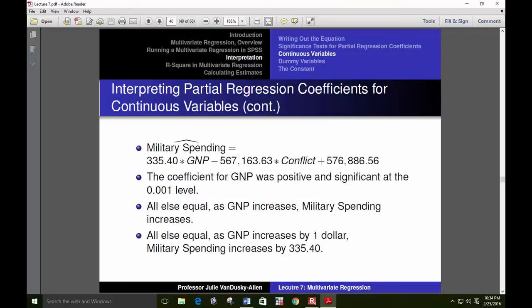So now we can apply this to our multivariate regression example. Recall that the coefficient for GNP was positive and significant at the 0.001 level. We would say that the coefficient for GNP was positive and significant at the 0.001 level, all else equal, as GNP increases, military spending increases, and all else equal, as GNP increases by $1, military spending increases by 335.40.